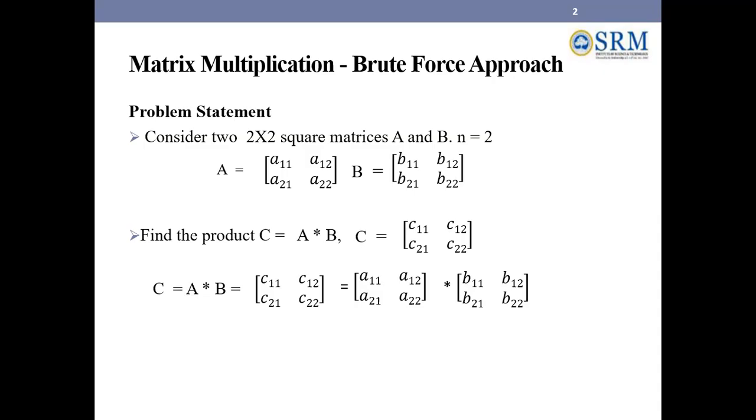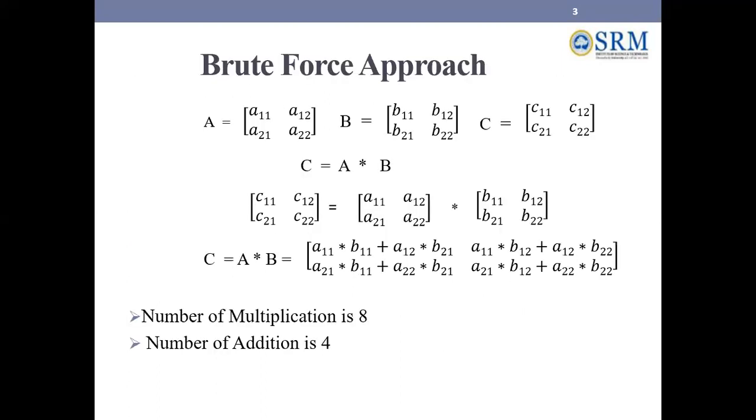Now we are going to find the value of C matrix: C11, C12, C21, C22. So this is the problem statement. A, B and C are 2 cross 2 matrices. A multiplied with B, the result is stored in another matrix C. This is the problem statement, and we will see how to implement matrix multiplication using the brute force approach.